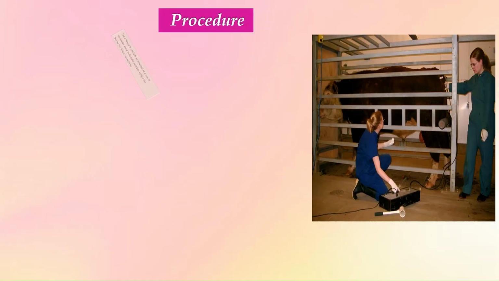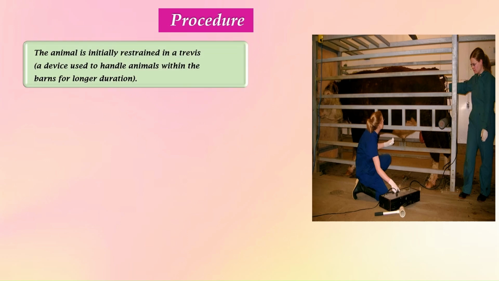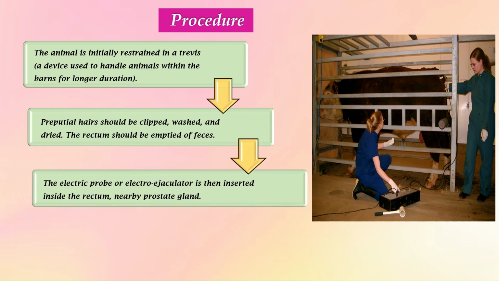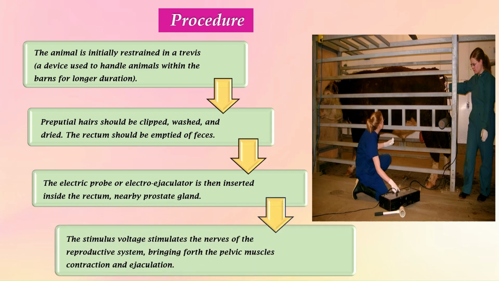The procedure for electroejaculation method is shown in sequential steps. The animal is initially restrained in a travis, which is a device used to handle animals within the barns for longer duration. Preputial hairs should be clipped, washed, and dried, and the rectum should be emptied of feces. The electric probe or electroejaculator is then inserted inside the rectum, nearby prostate gland.